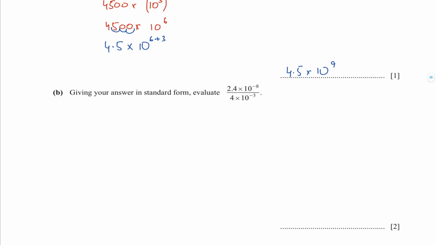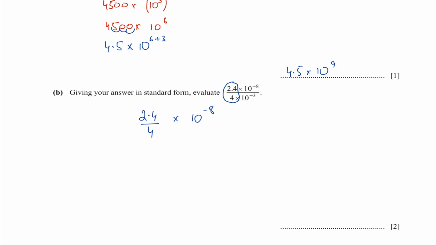Okay. Now 2.4 multiplied by 10 raised to the power minus 8, divided by 4 multiplied by 10 raised to the power minus 3. What I normally tell my students at this point is that you've got to compare apples with apples and oranges with oranges. Now 2.4 and 4 are the apples, and 10 power minus 8 and 10 power minus 3 are the oranges. So I'm going to find out what 2.4 divided by 4 is.